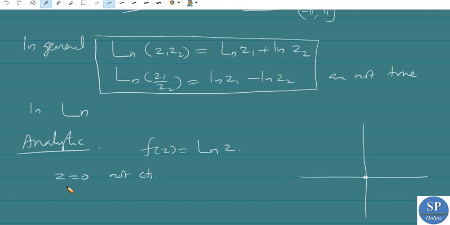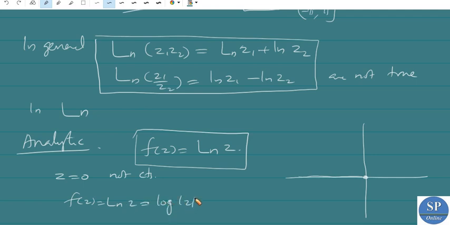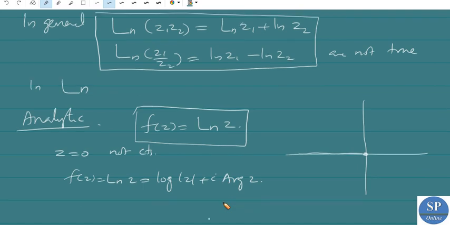Similarly, this function f of z equal to ln of z is not continuous at any point of the negative real axis. At no point on the negative real axis is this function f of z equal to ln of z continuous. The reason is that we know f of z equal to ln of z is nothing but log of mod z plus i into capital arg of z, that is the principal value of argument of z. So this function is not continuous on the negative real axis.